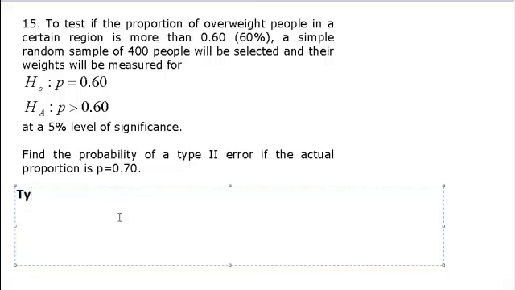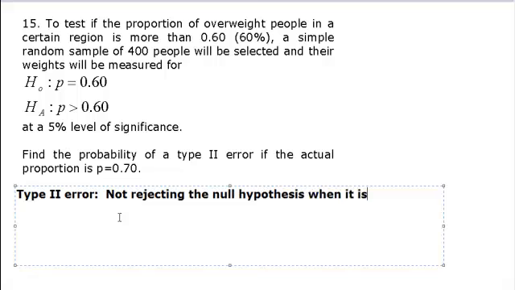Okay, so first recall, what is a type 2 error? Type 2 error is not rejecting what? The null hypothesis, right? Isn't that what type 2 error is? Okay, when it is false, right? Everybody clear? Right, Pamela? Yes. So, first thing that we have to obtain is when will we not reject the null, right?